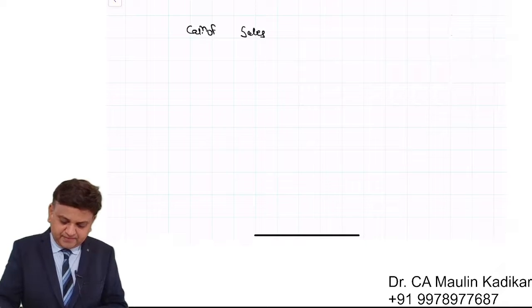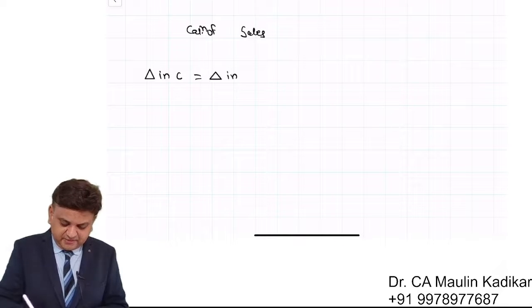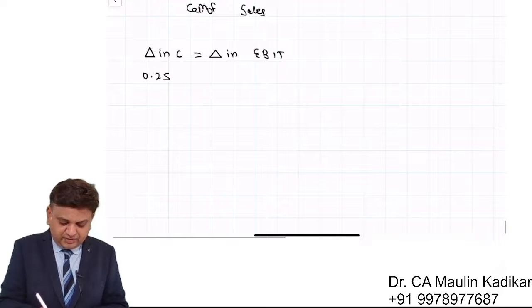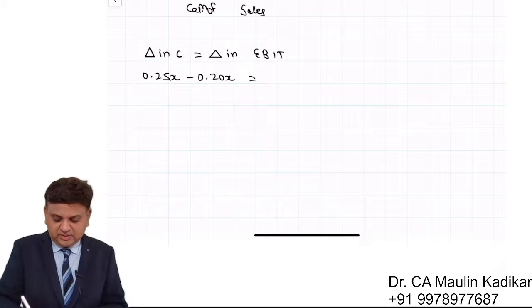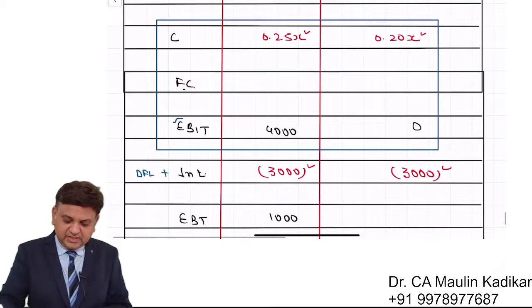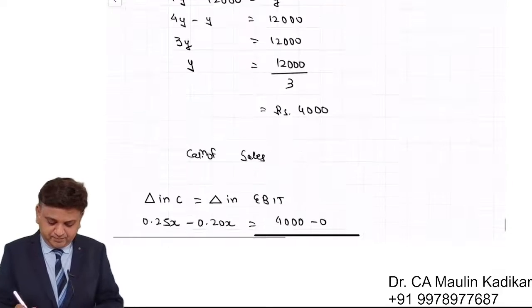It will be found like this. Change in contribution is equal to change in EBIT. So it is 0.25x minus 0.20x is equal to 4,000 minus 0. So over here we understand that there is a change by 0.05x, and because of that the EBIT changes by rupees 4,000.